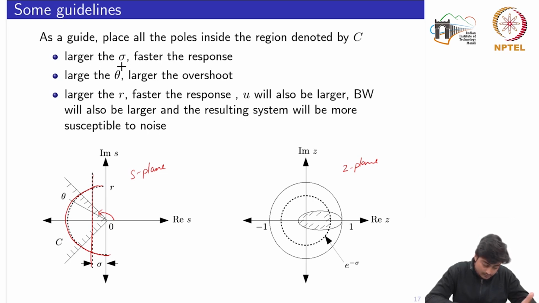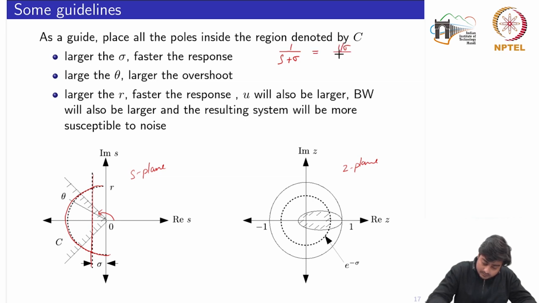If your closed loop poles happen to have a larger value of sigma, this implication you could see pretty much straightforward. Say for example, the larger the sigma, let's say in terms of the transfer function, if we have a transfer function some s plus sigma.